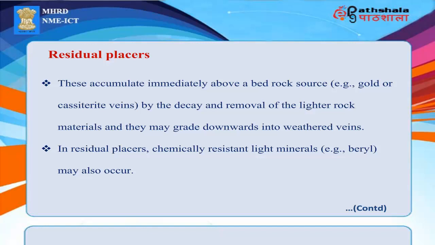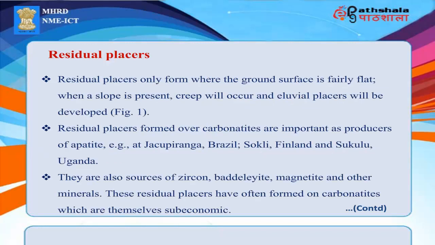Residual placers. These accumulate immediately above a bed source, for example gold or cassiterite veins, by the decay and removal of light rock materials, and they may grade downwards into weathered veins. In residual placers, chemically resistant light minerals like beryl may also occur. Residual placers only form where the ground surface is fairly flat. When a slope is present, creep will occur and alluvial placers will be developed, as shown in figure 1.